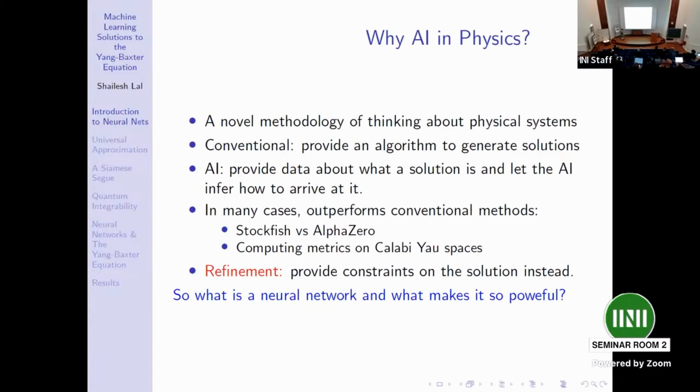And what I'll be talking about today is really a refinement of this idea, which is that rather than telling the AI what the solution is in terms of giving it input-output variables that one is expected to reproduce, we'd give it constraints on the solution instead.